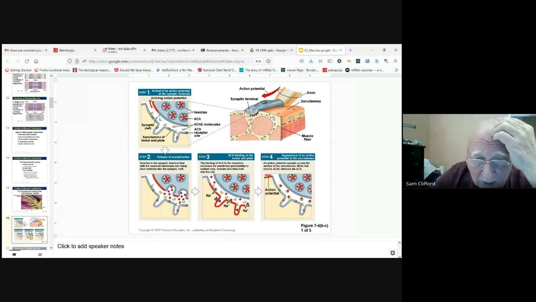Acetylcholine is going to bind to the sodium chemically gated receptors, which opens up sodium channels. And then once those sodium channels open, sodium will enter, and contraction of the muscle will follow. Immediately, acetylcholinesterase will break up the acetylcholine so the muscle can relax.